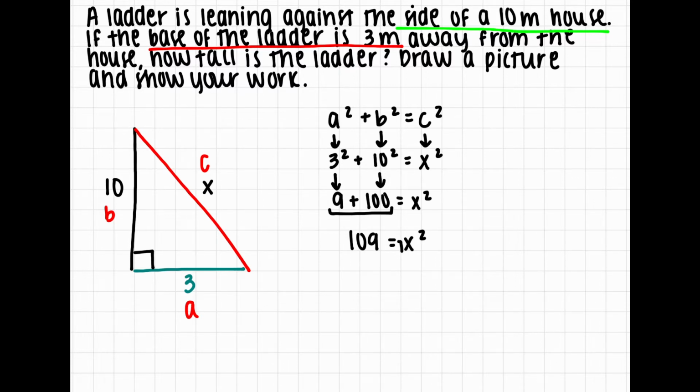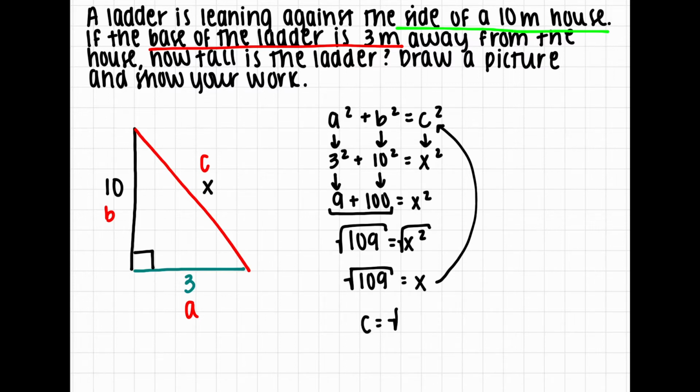Now to get X, I take the square root of both sides. Remember, we're going to leave it just like this for right now. The square root of 109 is equal to X, but remember that X was actually C. So C is equal to the square root of 109.